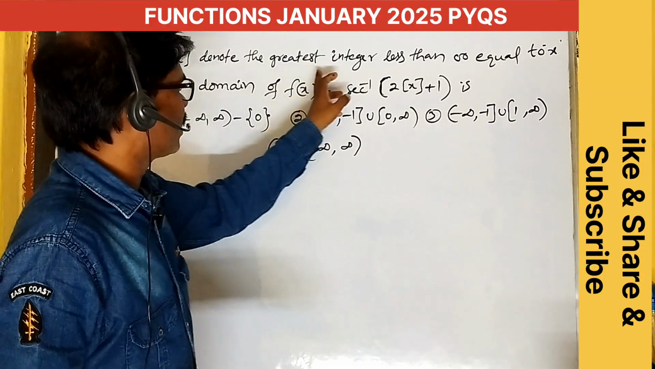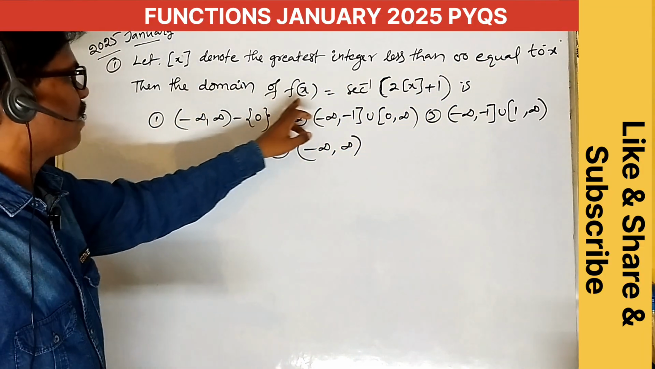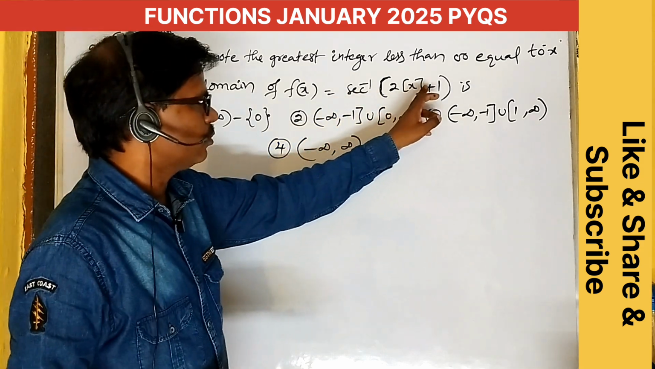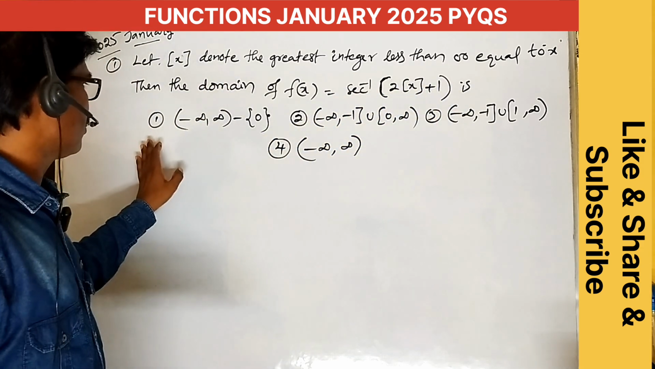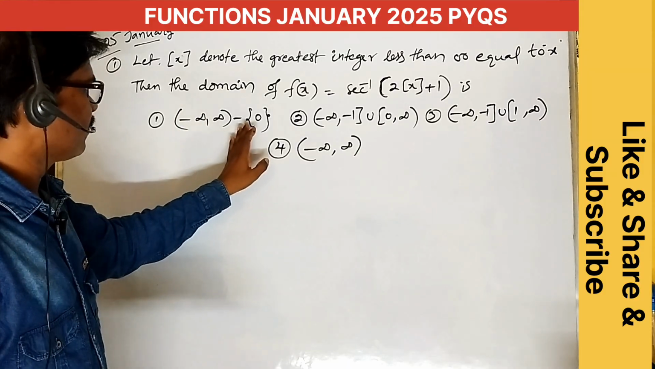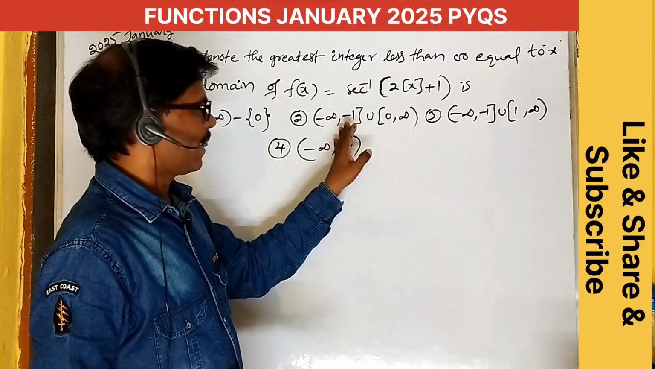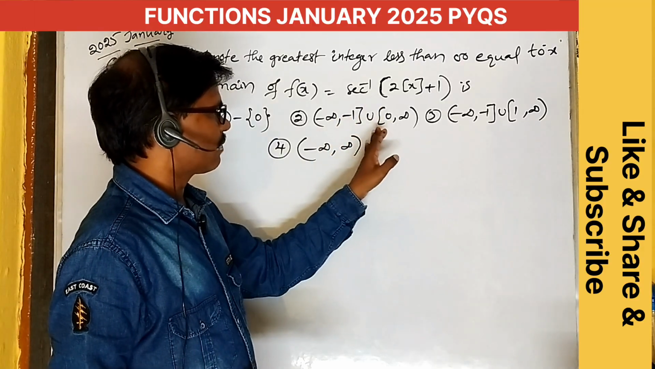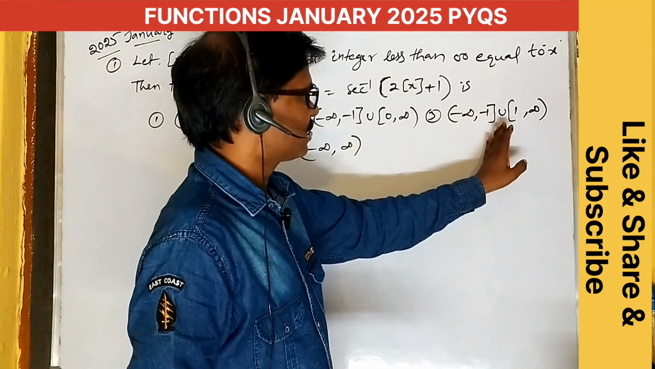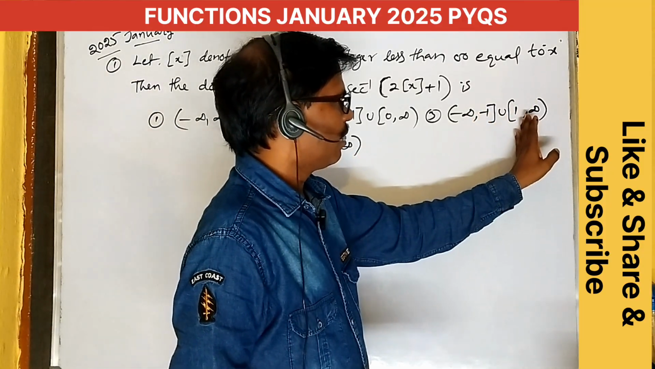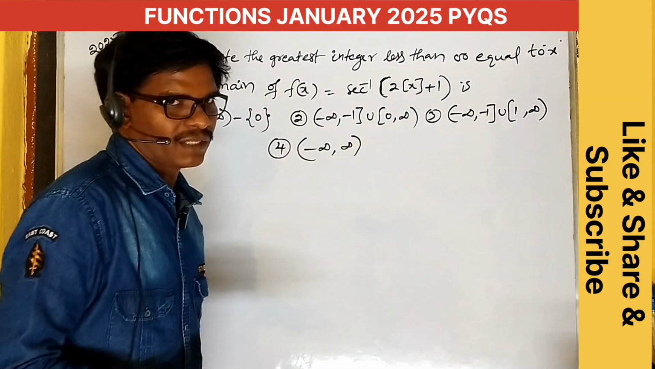Let [x] denote the greatest integer less than or equal to x. Then the domain of f(x) equal to secant inverse of (2[x] + 1) is: first option, minus infinity to plus infinity minus 0. Second option, minus infinity to minus 1 closed interval union 0 closed interval to infinity. Third option, minus infinity to minus 1 closed interval union 1 closed interval to infinity. Fourth option, minus infinity to plus infinity.